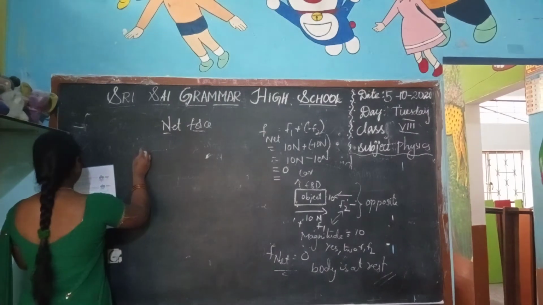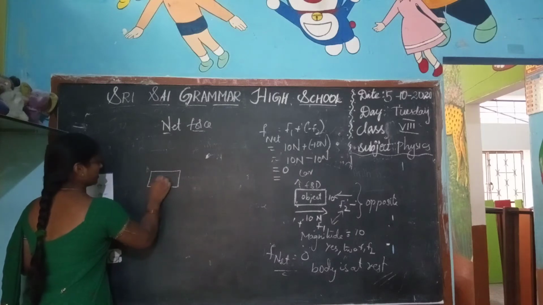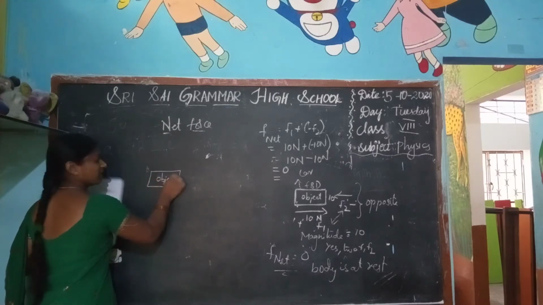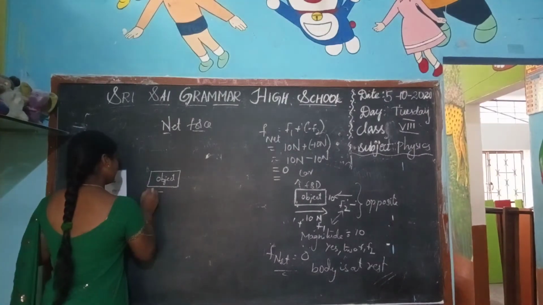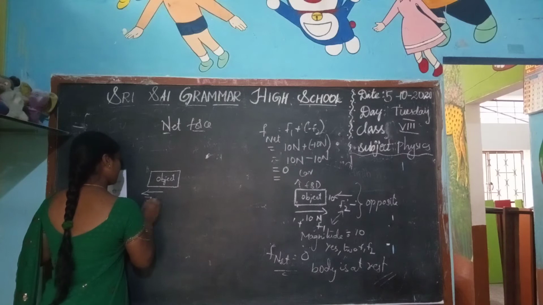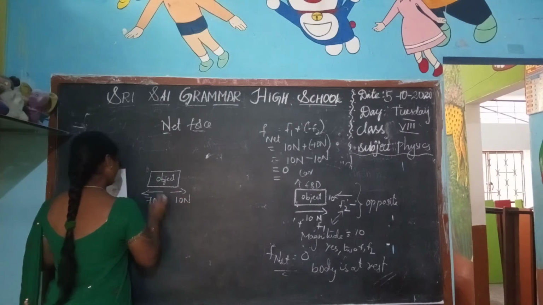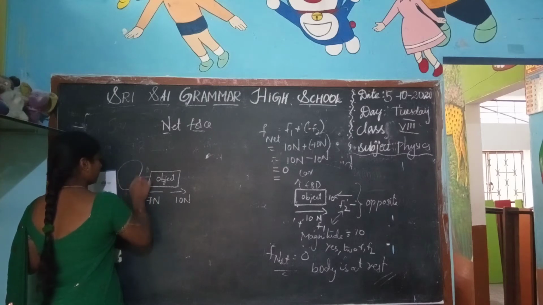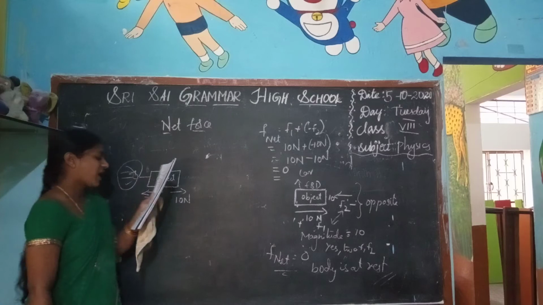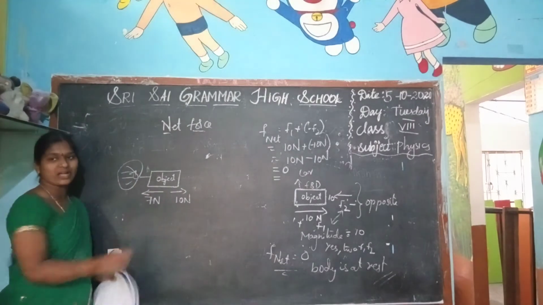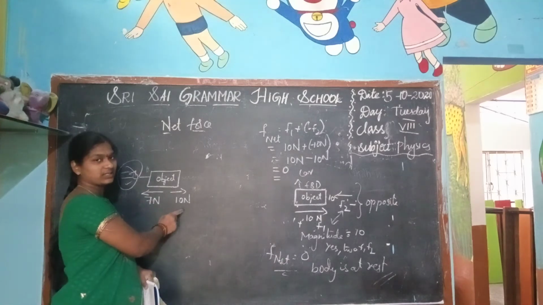Now observe the given diagram. It is an object, you can imagine it is a car. The forces are acting in opposite directions, yes or no? Your F1 and F2, and with a balloon. Now observe the given diagram and calculate. We have to calculate the net force here.